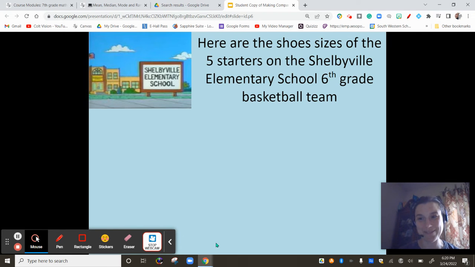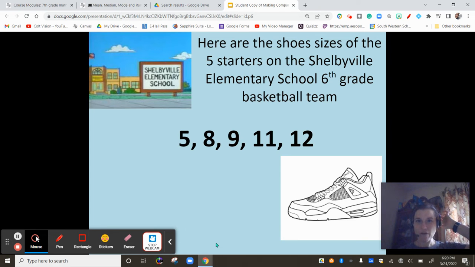These babies are awesome. All right, so here are some shoe sizes from the Shelbyville Elementary School sixth grade basketball team, and they're listed here. So what we're going to do is look to see how consistent this data is and find the mean absolute deviation. So the first thing we're going to do is find the mean. What I'd like you to do is find the mean on your own. You can pause the video now.